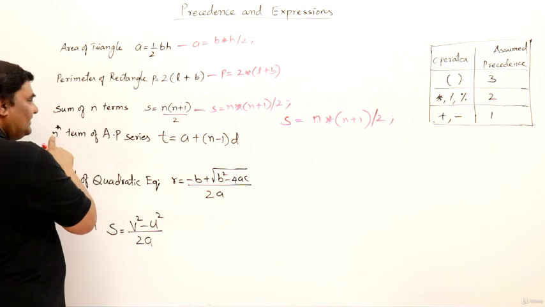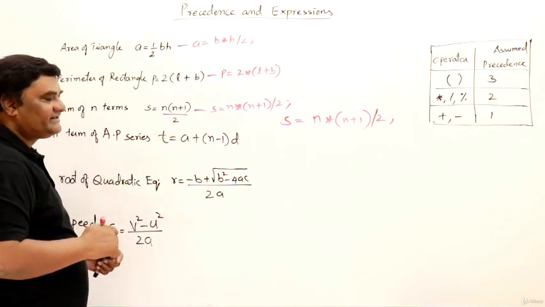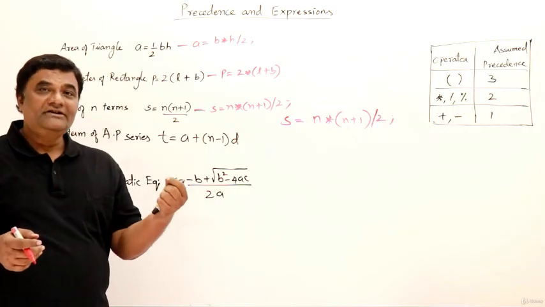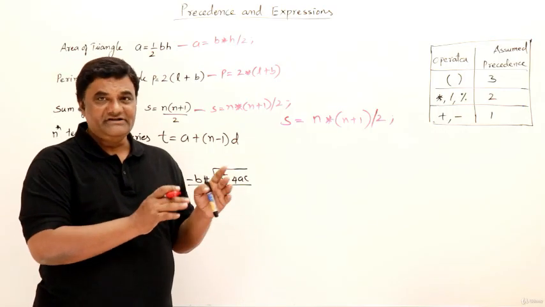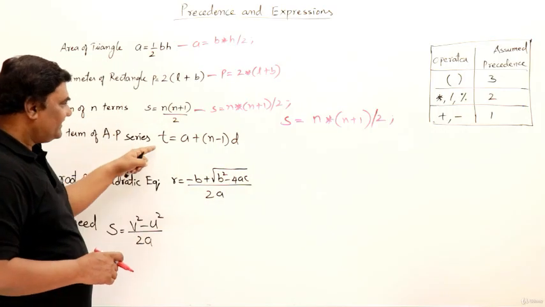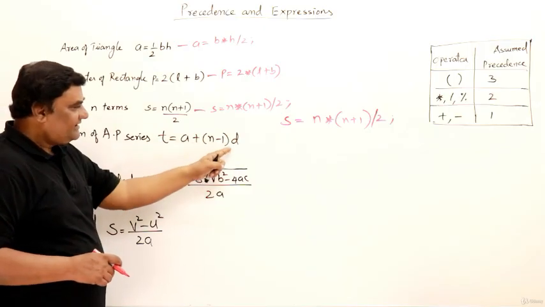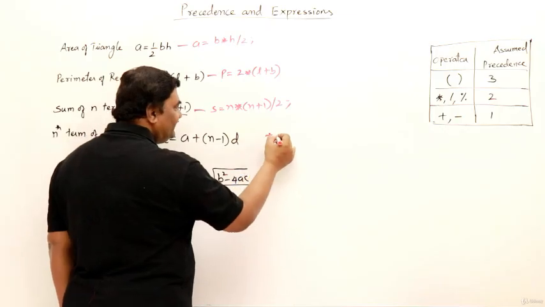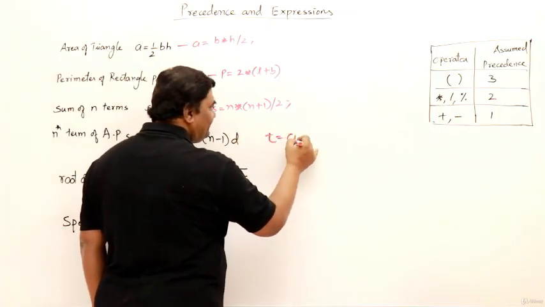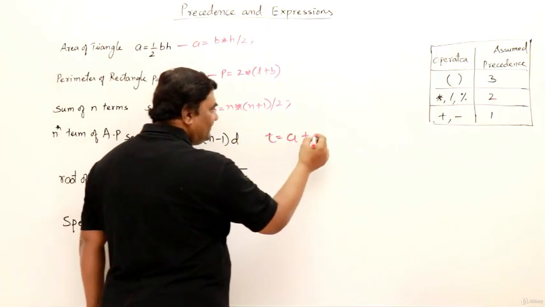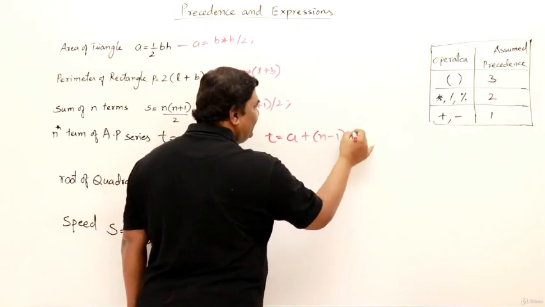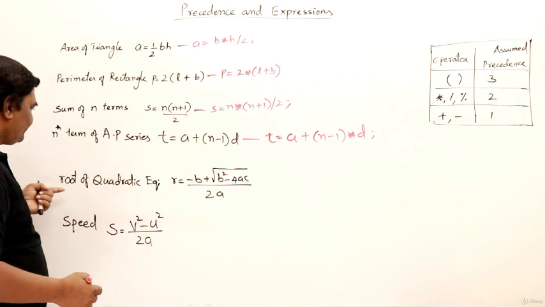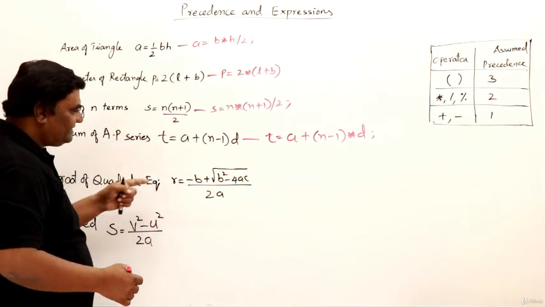Now the next formula, nth term of AP series, that is for arithmetic progression series. If you know the first term and the common difference, then you can find out the nth term of a series, any term of a series. So that is the formula, T is equal to A plus n minus 1 into D. Let us write it in the form of an expression. T assigned with A plus n minus 1 inside bracket into D. This is the formula.